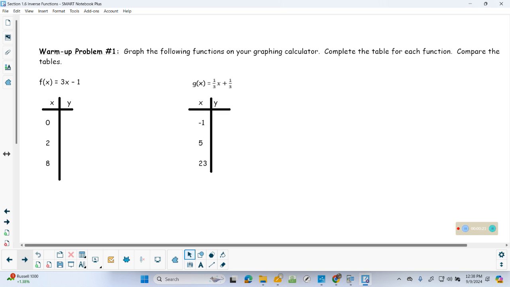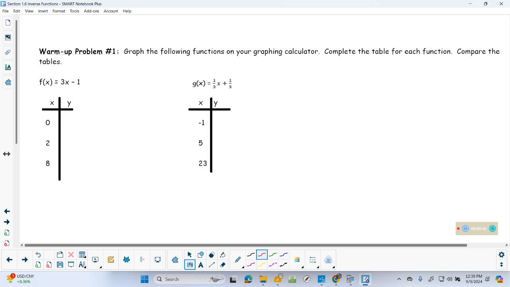So let me give you a minute to do that. Everybody's typing. Okay, so you probably have this first table already filled in, or really, if you didn't want to go through the process of putting them in y equals and pulling up the table, couldn't you just mental math it and put 0 in for x, 1 in for x, 2 in for x, 8 in for x? Might be a little quicker, up to you.